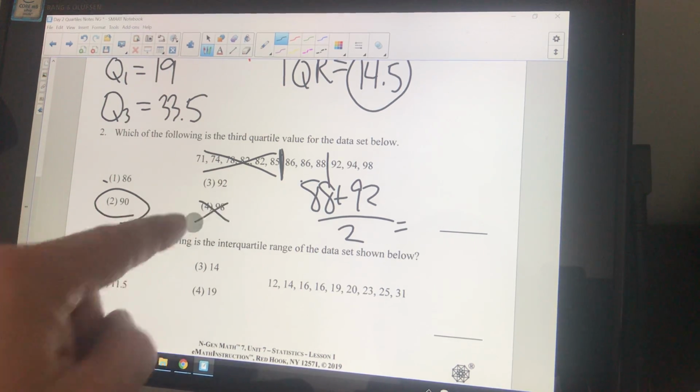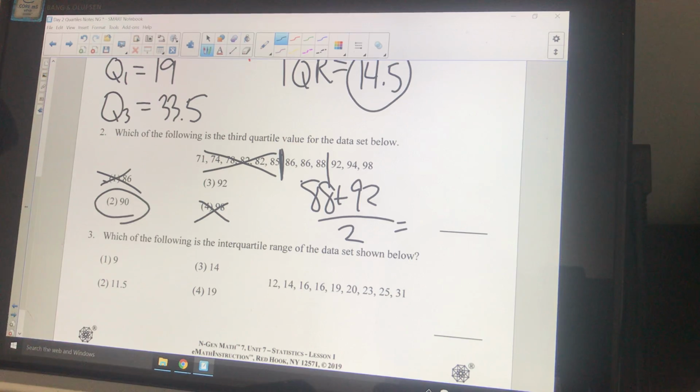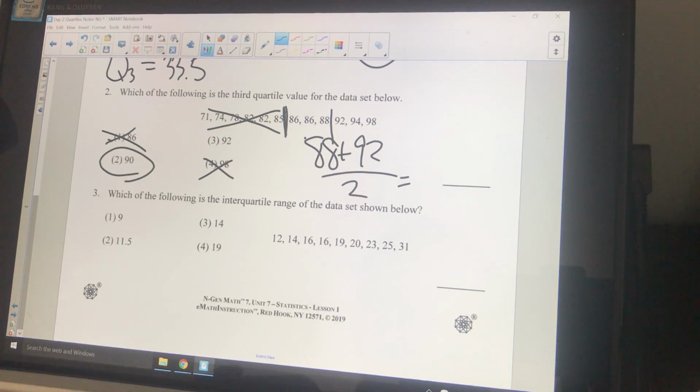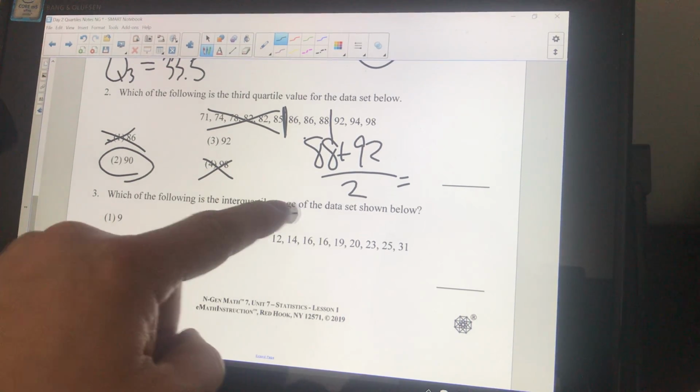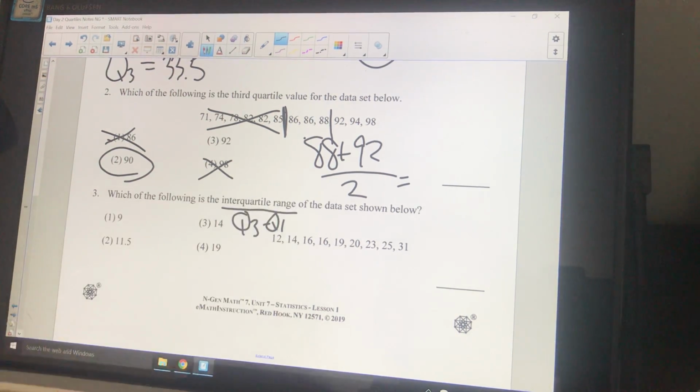Okay? 98 was probably too big, and 86 was probably going to be too small. It's probably up between number 2 and number 3, so 90 it is because we just did that math. Number 3, which of the following is the interquartile range, Q3 minus Q1, of the data set?